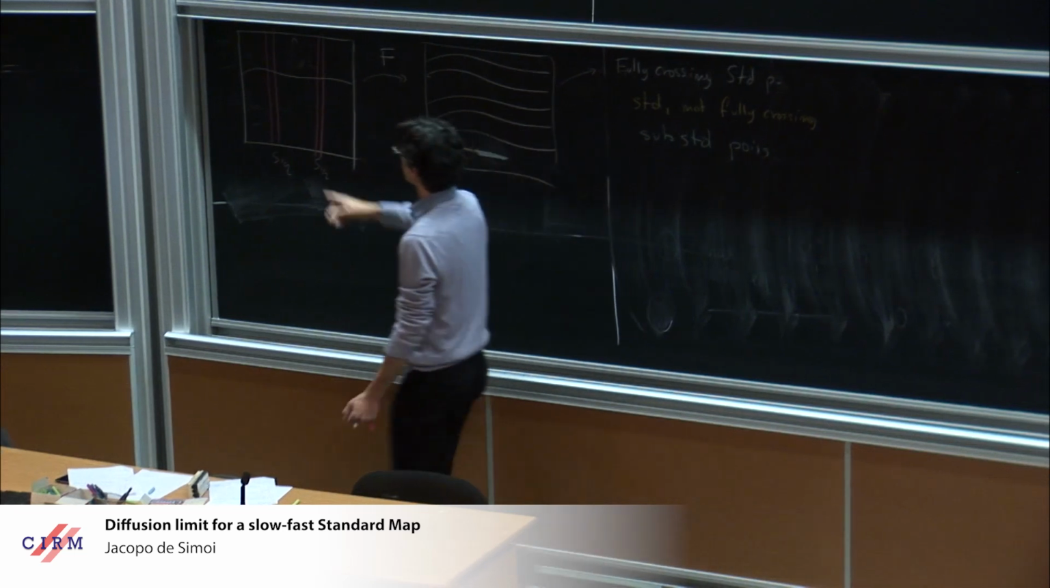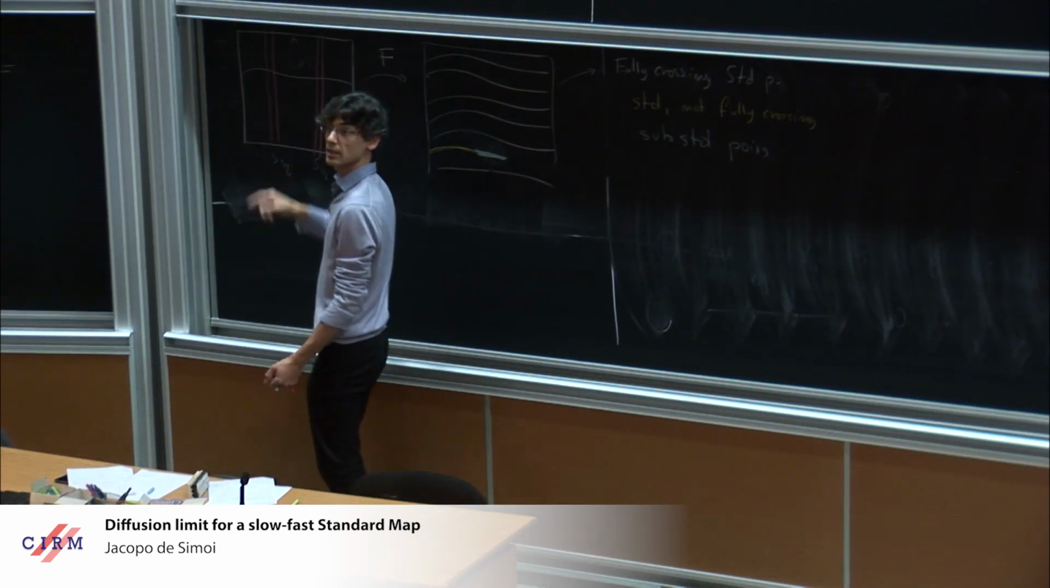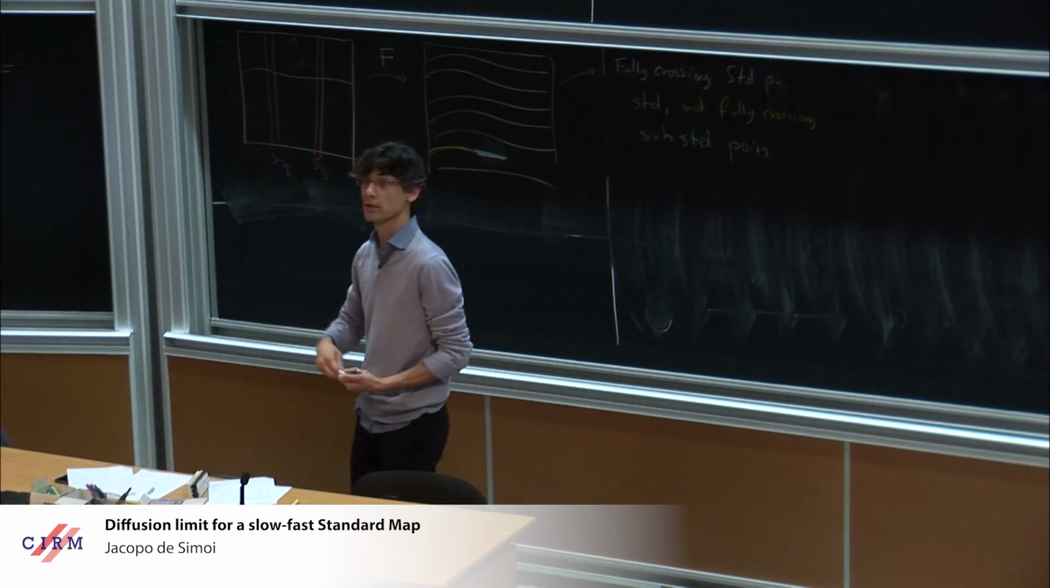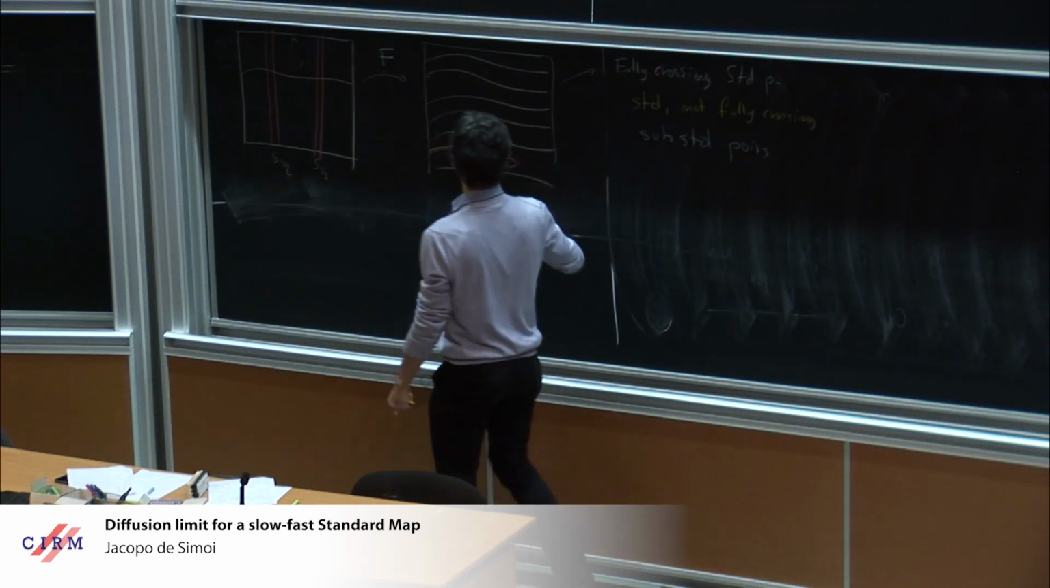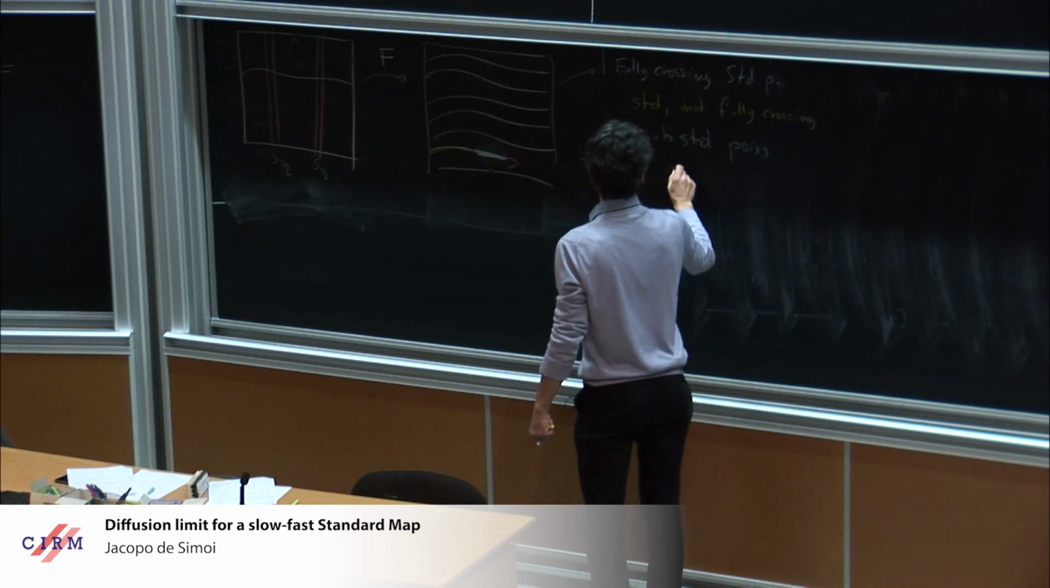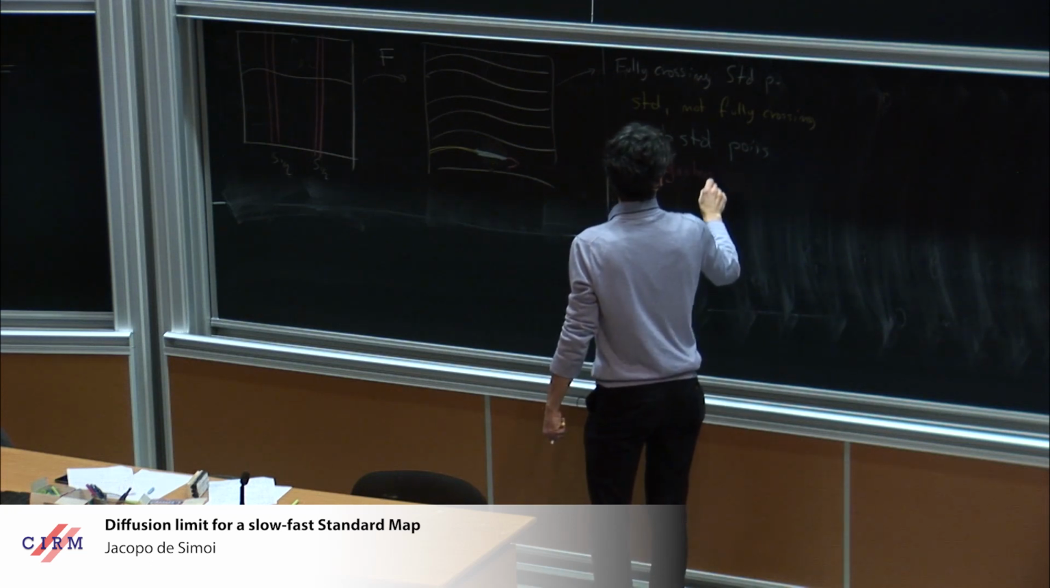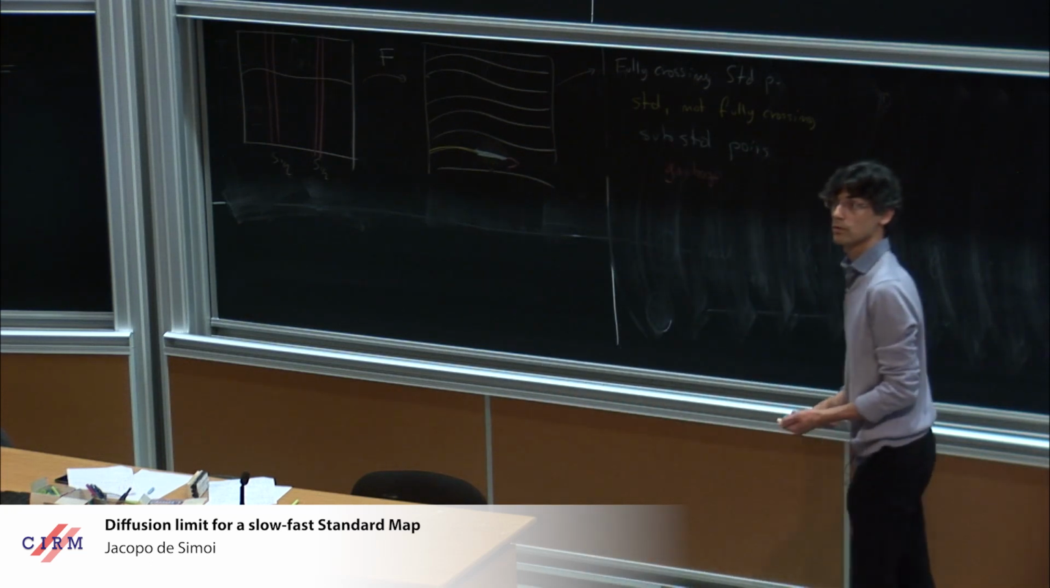But if I take an image of something which is too deep in the critical set, I will end up with garbage, because I will end up with something which is not even in a cone. So this I will call garbage, and I don't want to consider it.